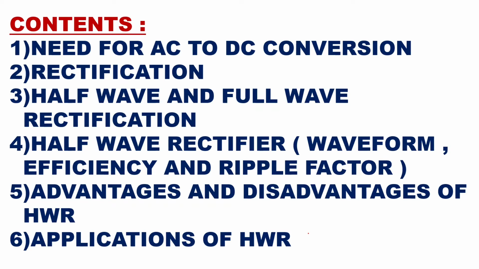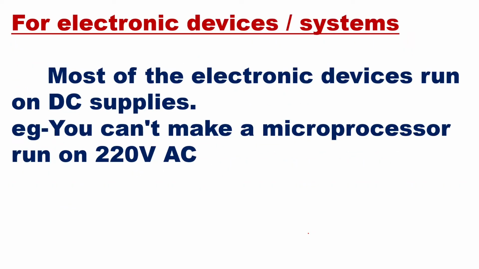Why do we need AC to DC conversion? For that, we will see a few points. Now, the first point: electronic devices or systems nowadays. Most of the electronic devices or systems you have run on DC supply, and that is why we have to convert AC to DC. For example, you can't make a microprocessor run on 220 volt AC. You can't make a microcontroller run on 220 volt AC. You can't make any IC run on 220 volt AC.